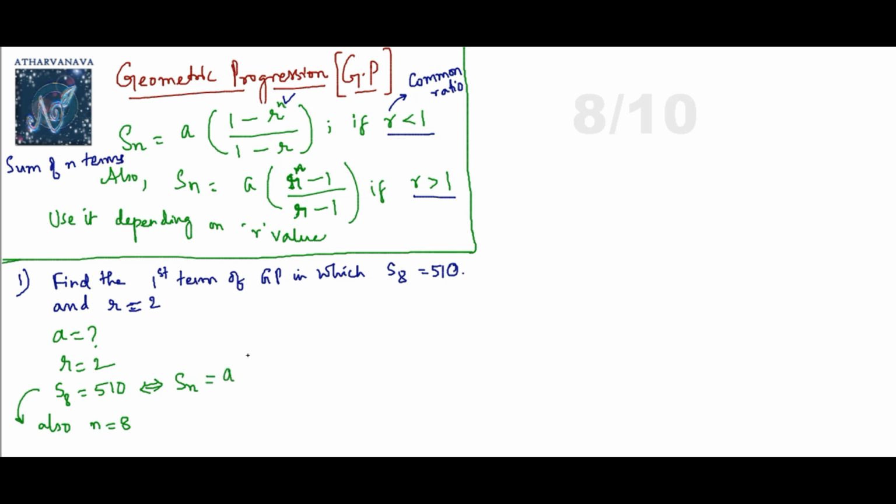Sn is equal to a into... how to decide which formula? The r value is how much? 2. Is r greater than 1 or not? Yes, of course, r is greater than 1; 2 is greater than 1. So I will simply go with the second formula. Although in your textbook you may find it in first place, just understand that when r is greater than 1, r will come first, and when r is less than 1, r comes in the second position. That's how simple you have to remember it.